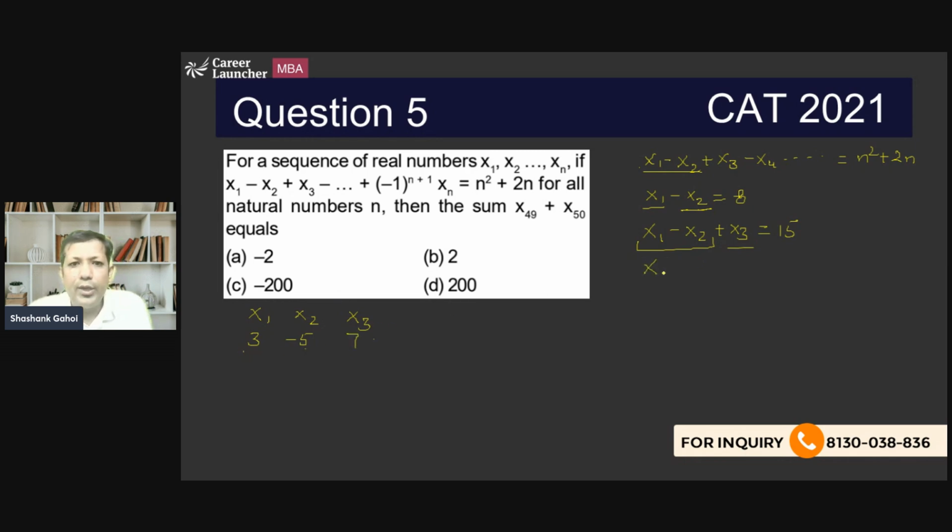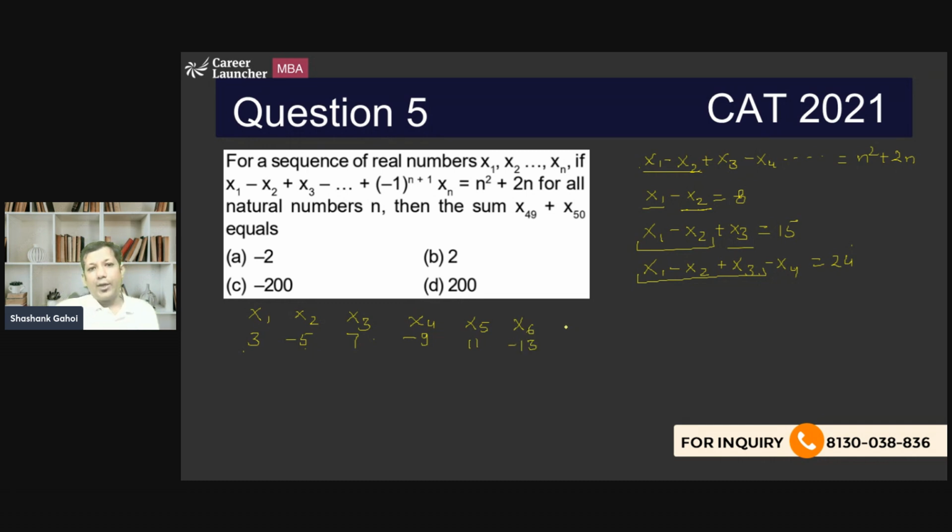Now if the next value comes out to be minus 9, I am fine. I am good to go. n equal to 4. So I am going to reach till this point. 16 plus 8 is going to be 24. So this sum is 15. 15 minus x4 is equal to 24. So x4 comes out to be minus 9. So x5 is going to be 11. x6 is going to be minus 13 and so on.